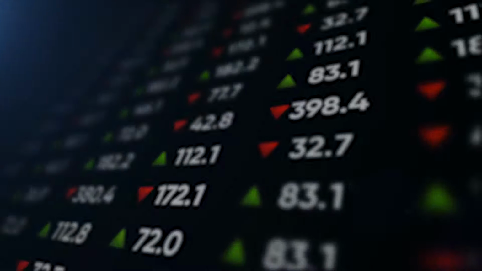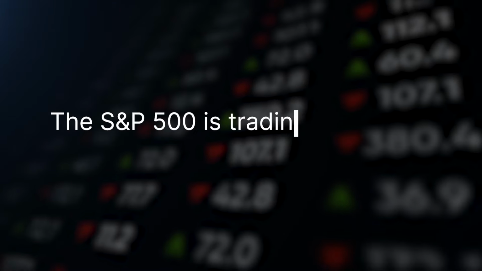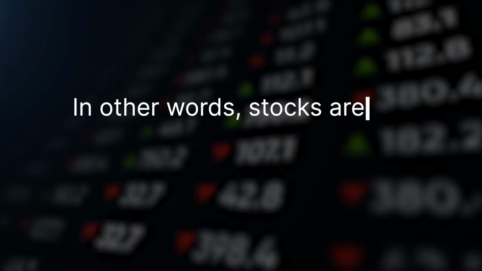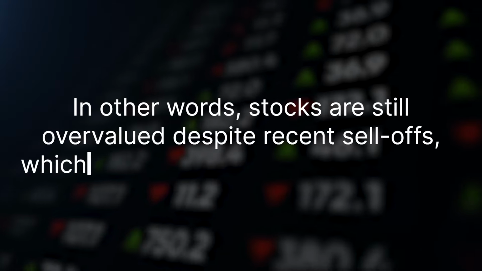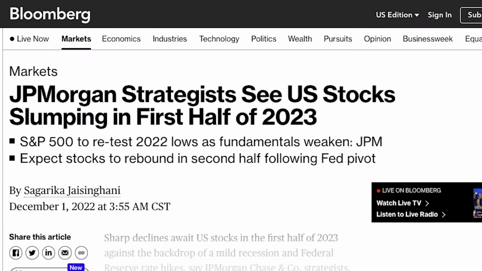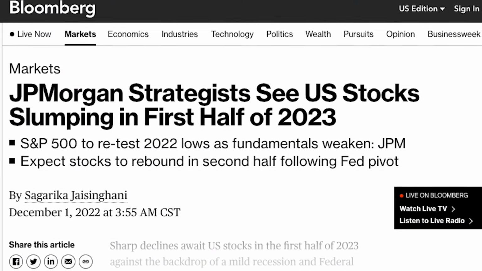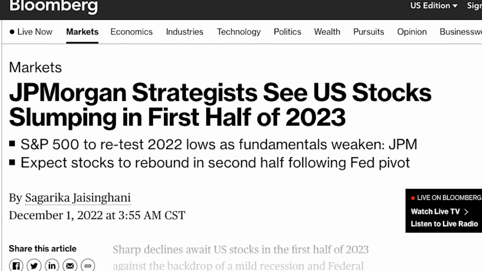I mean, you can think about it like this. Right now, the S&P 500 is trading at 17.5x its forward PE ratio. And so in other words, stocks are still a bit overvalued despite recent sell-offs, and that doesn't bode well for investors. In fact, right now, JP Morgan analysts declared that sharp declines will await stocks in the first half of 2023, so the outlook isn't too positive.